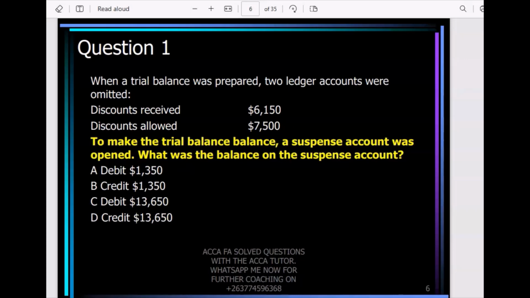Just as a revision, suspense accounts are temporary accounts which are input by the accountants in the trial balance to make sure that the trial balance balances. A suspense account is going to be found on that side of the trial balance where there is a deficit, because the purpose of the suspense account is just to ensure that both the debit and the credit side balance. So we put the suspense account on that side of the trial balance where there is a shortfall. In this case, this was our trial balance.